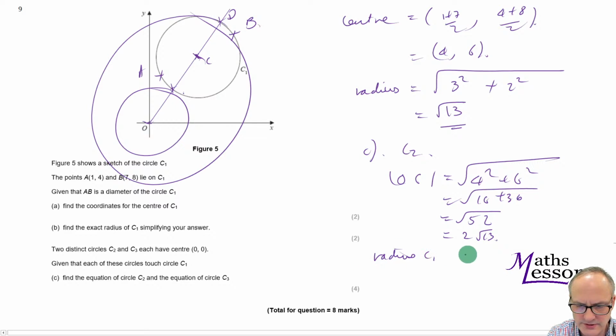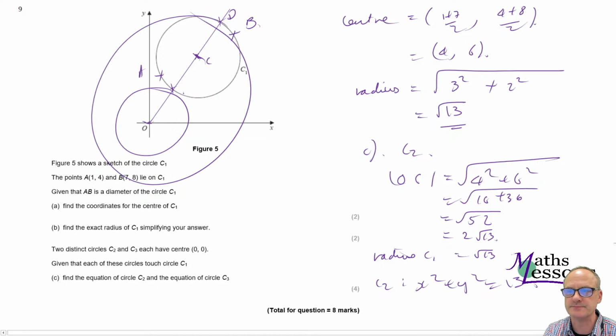So the radius of C1 is going to be equal to root 13 as well, because if we take root 13 away from 2 root 13, we get just the square root of 13. So therefore C2 is going to be x squared plus y squared equals 13.